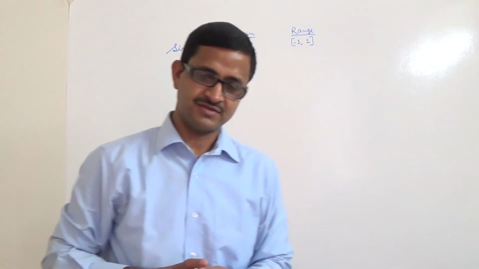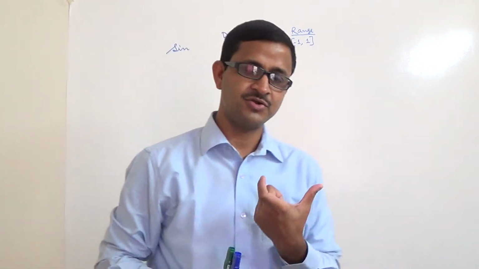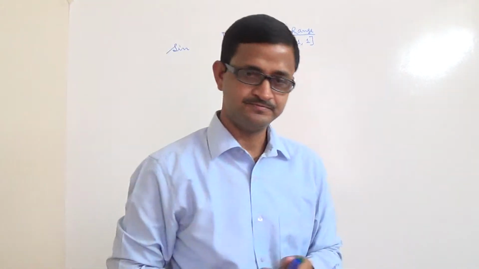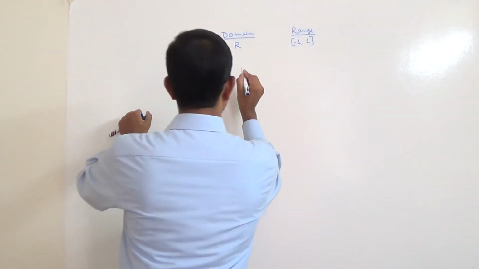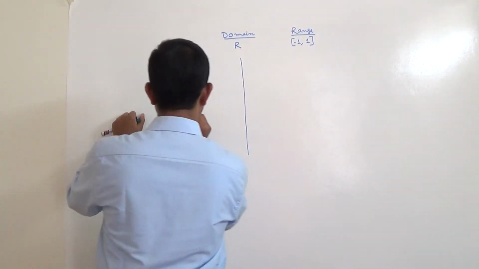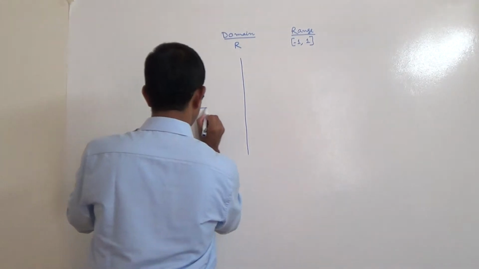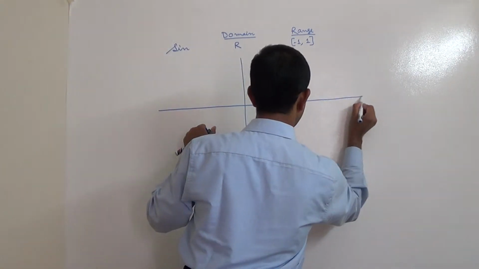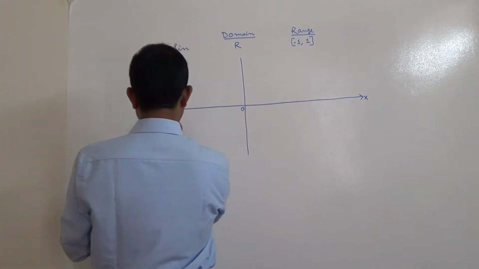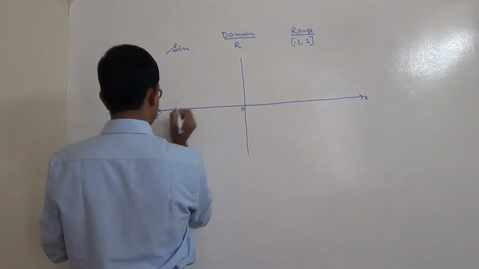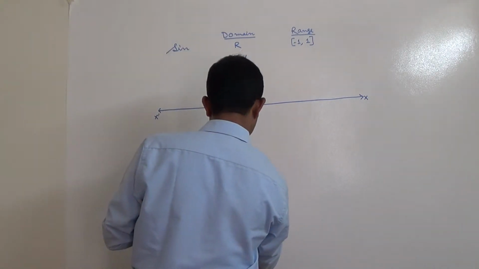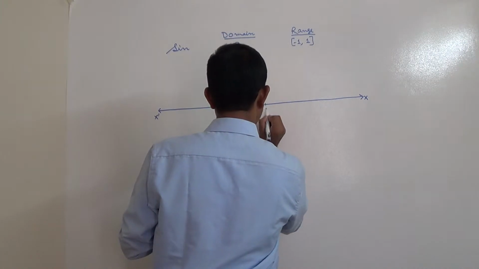Now we are going to discuss how we can restrict the domain so that we can make the function invertible. So if we draw the trigonometric function sine, it looks like this. This is the positive direction of the x-axis. This is the negative direction of the x-axis. This is the positive direction of the y-axis. This is the negative direction of the y-axis. So let us take this one.